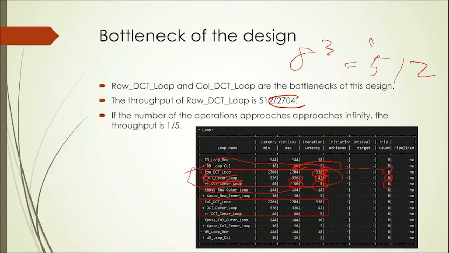Also, if the number of operations approaches infinity, which means the number of iterations of the entire nested loop is infinite, then the throughput will approach 1 over 5. The 5 is the number of cycles required by a single operation.